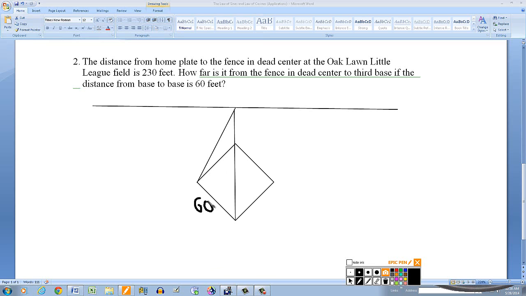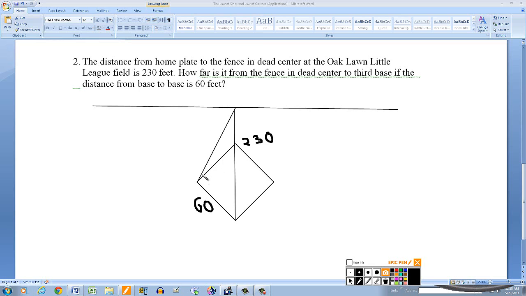Okay, this is 60. And the distance from home plate to dead center, that's talking about this distance right here, from home plate to dead center, that would be there. So that would pass right through second base. This distance right there is 230. And that's feet.